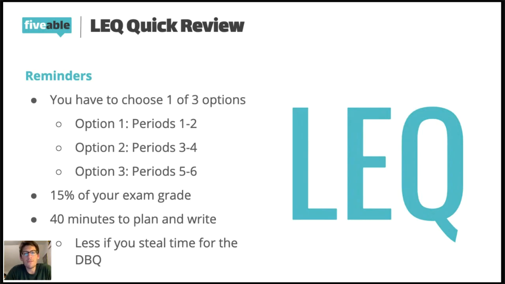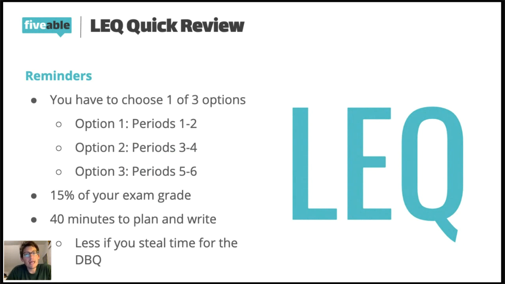Option 1 will come from time periods 1 or 2, or perhaps cover part of both periods. Option 2 will come from time periods 3 and 4, one or the other, or as I said, a little bit of both. And option 3 will come from either periods 5 or 6, or perhaps a little bit of both. The LEQ is 15% of your exam grade.